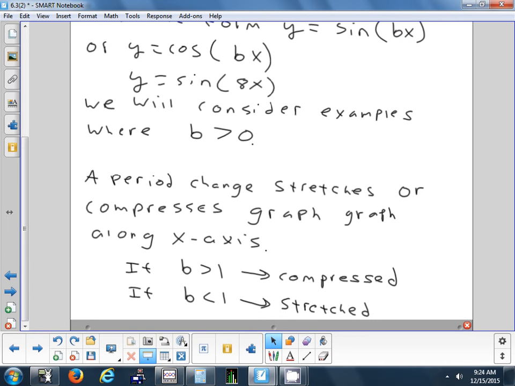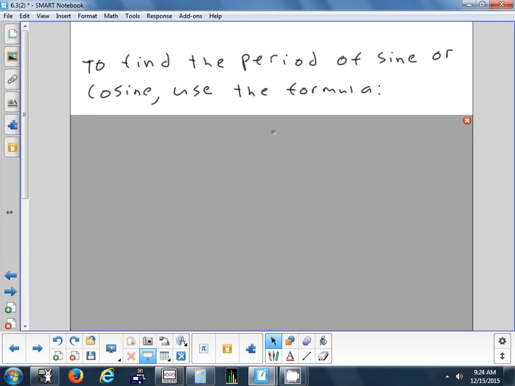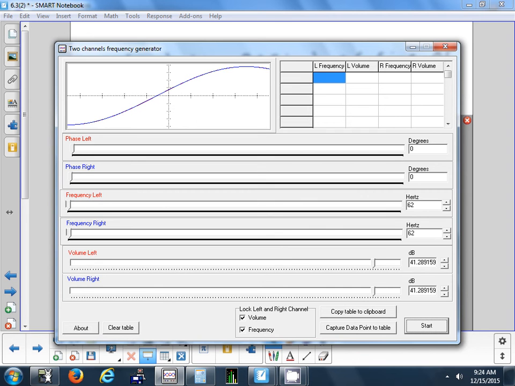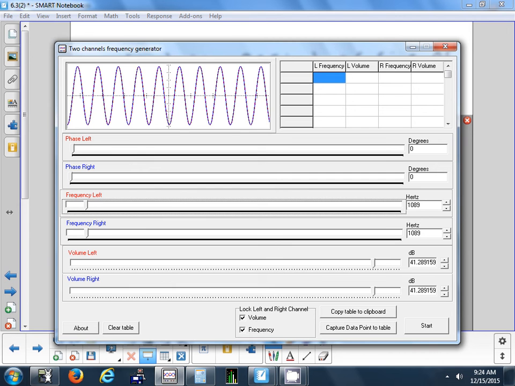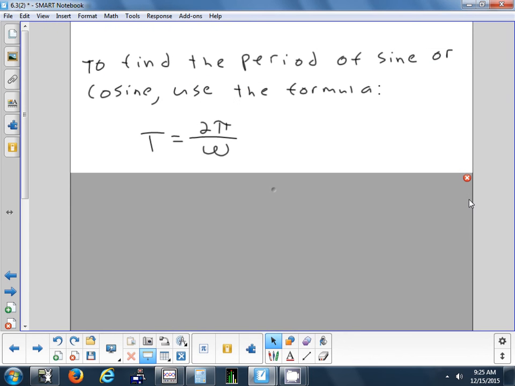All right, so any questions on those different frequencies? Okay, what you can hear, what the effect is when you stretch and compress. As we stretch and compress it, we're changing the amount of time it takes to go through one full cycle. What we want to be able to do is measure the distance to go from one full cycle. How wide is that period?